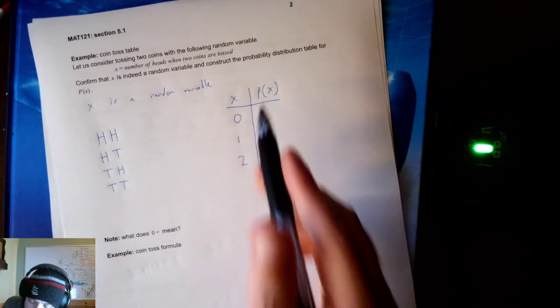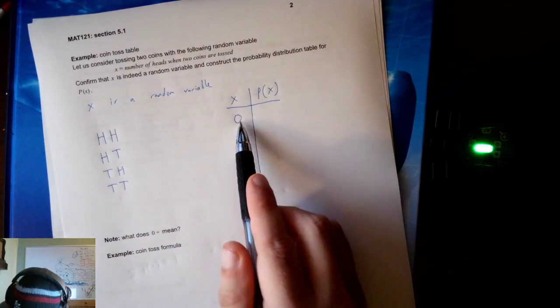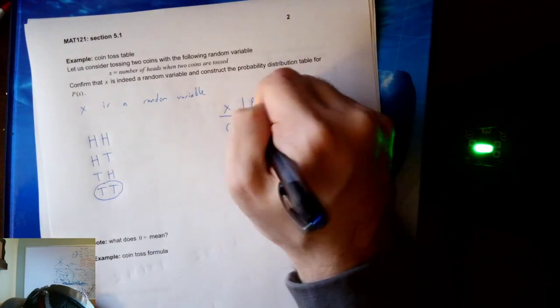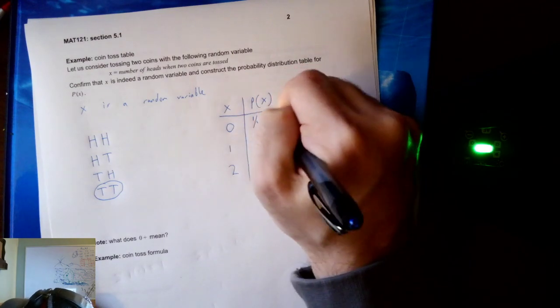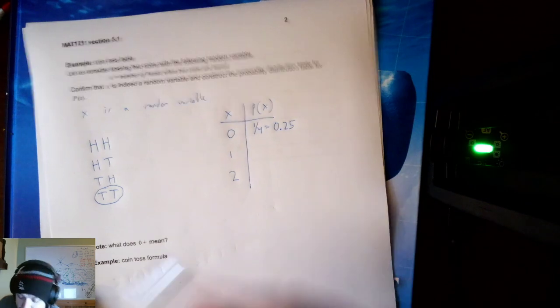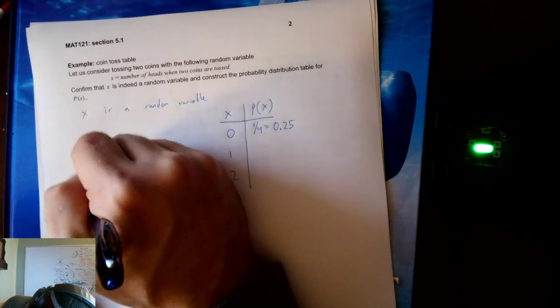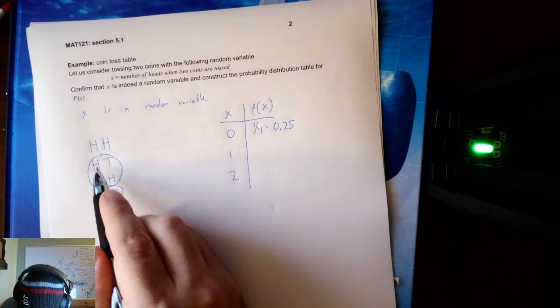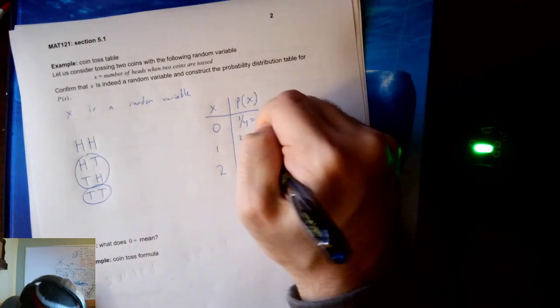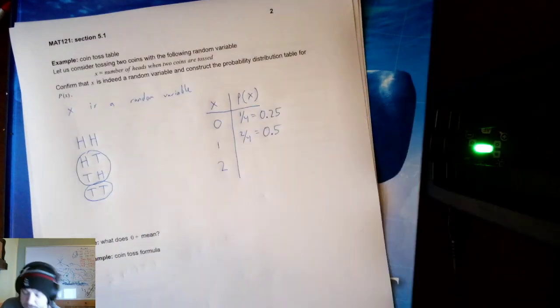Now, P of X. P of X is going to be equal to the probability of 0 heads. Well, there's only one option that gives 0 heads, right? And that's this one. And it's 1 out of 4, which would be 0.25 as a decimal, right? Now, how many of them have 1 heads? Well, there's 2 that have a single heads, right? There's 2 outcomes out of 4 total outcomes, or 0.5. The probability of flipping 1 heads on 2 coins is half the time, right?